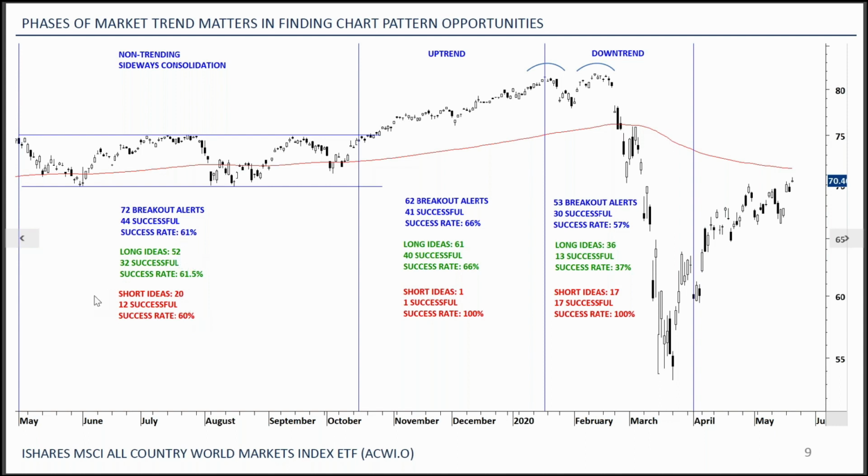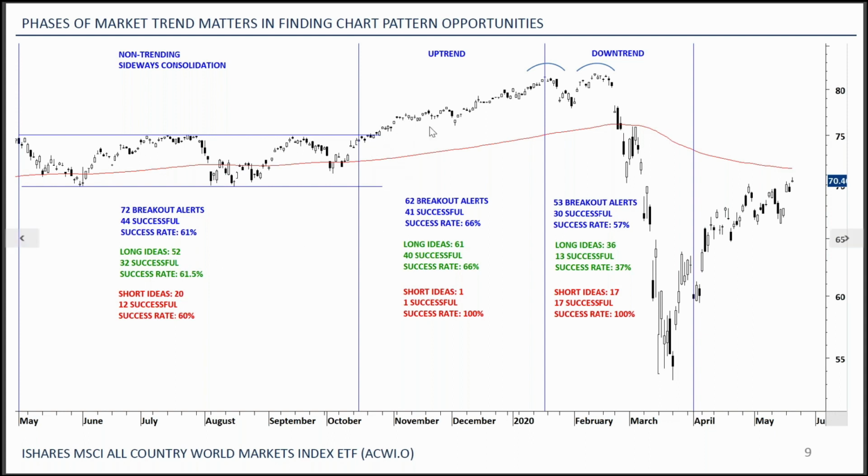So basically, an almost neutral market, given the success rates with the short ideas and long ideas. But you can see that, given that the prior trend was up, prior to May, beginning of 2019, we had more long ideas. So the phase of the market trend mattered in finding chart pattern opportunities.